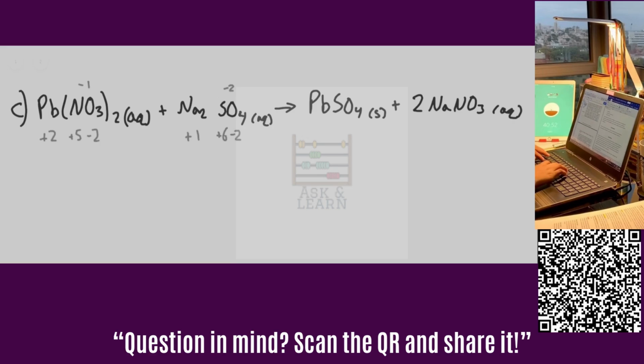And then we see the same thing on the other side. It's plus 2. Sulfate is still negative 2. Sodium is +1, nitrate is still -1. These numbers haven't changed, so this is not a redox reaction.